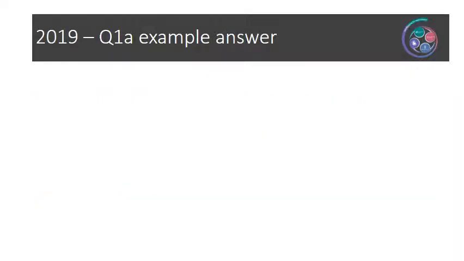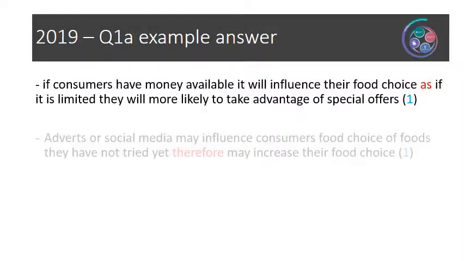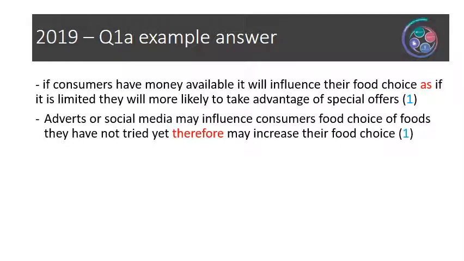An example answer for this question could be: if consumers have money available, it will influence their food choice, as if it is limited, they will be more likely to take advantage of special offers. 1 mark. Adverts or social media may influence consumer food choice of foods they have not tried yet, therefore may increase their food choice. 2nd mark.